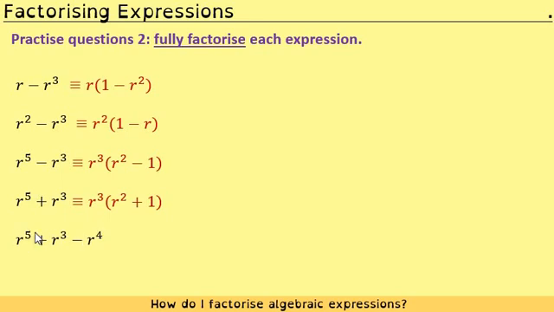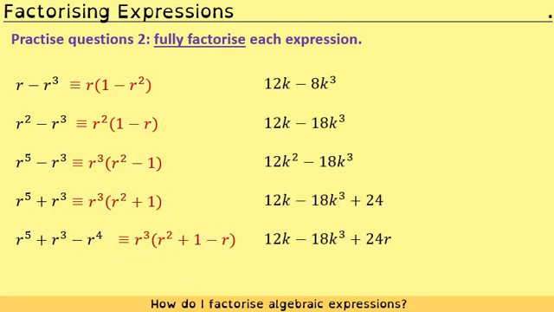And the last one, if I look at all three terms, r to the power 5, r to the power 3, r to the power 4, the highest common factor and the greatest possible thing I can take outside my bracket here would have to be r cubed, because that's kind of limiting what I can take out, isn't it? It's the smallest one. So if I take out r cubed, that leaves me with r squared plus 1 when I do r cubed divided by r cubed, and take away r in the end.